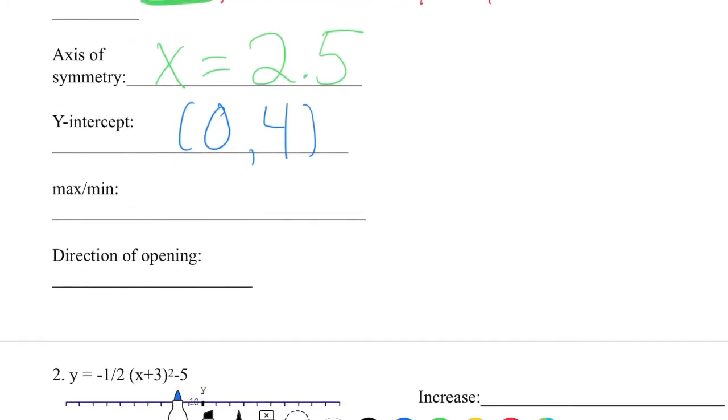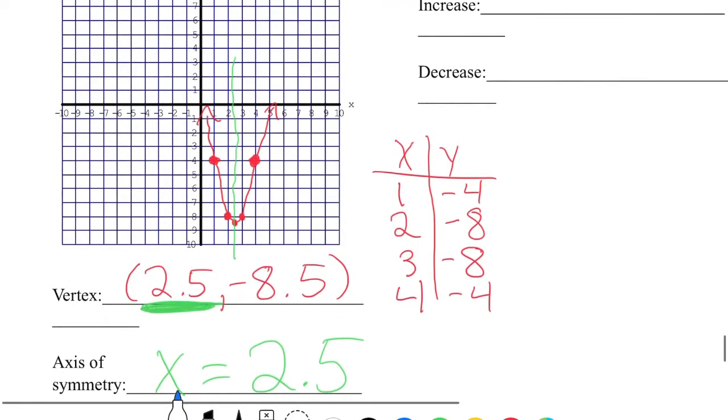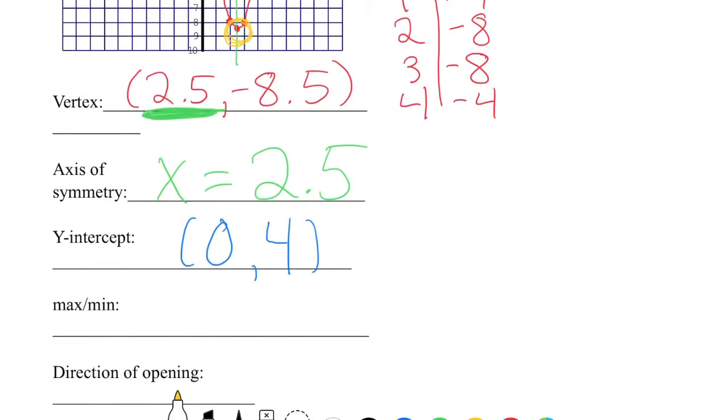Now, we are asked min or max, and where is it on the graph? So if we look at our graph that we sketched, we can pinpoint our smallest or lowest point on our graph. It is right there at our 2.5, negative 8.5. We cannot pinpoint our highest point. Our graph keeps going up forever, so even if we kept moving until we died, we still could not pinpoint our highest point. So we have a min, and our min is located at 2.5, negative 8.5.